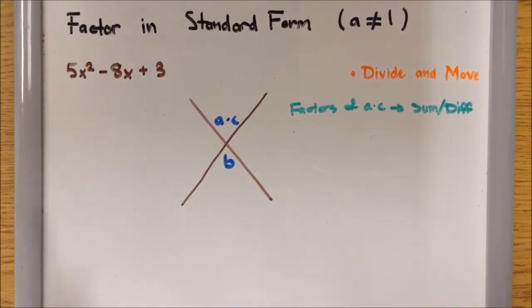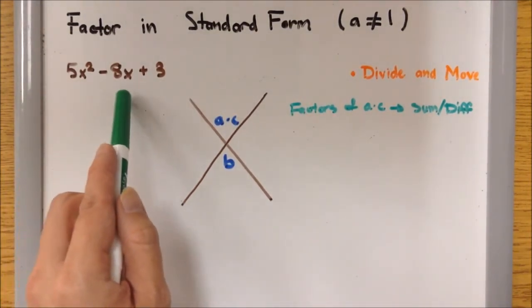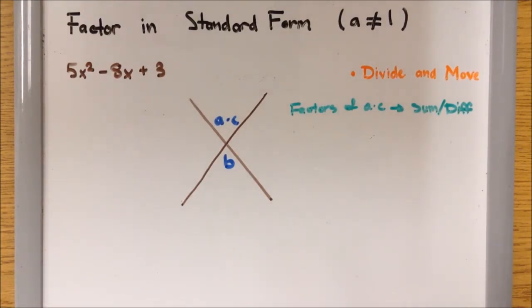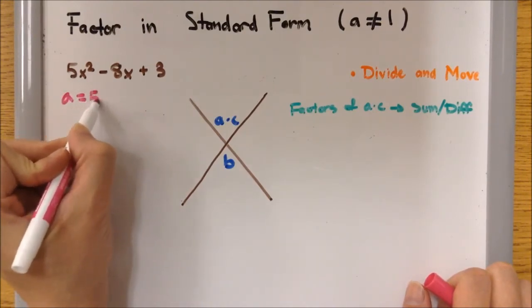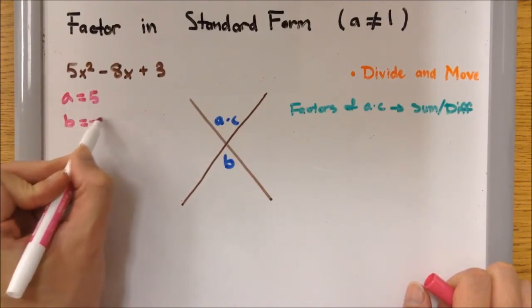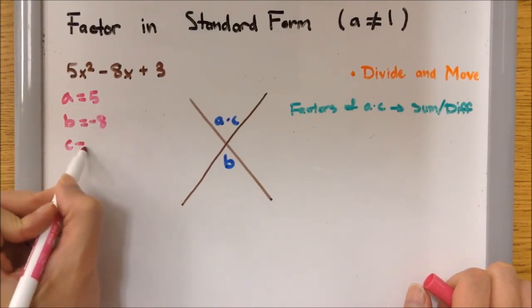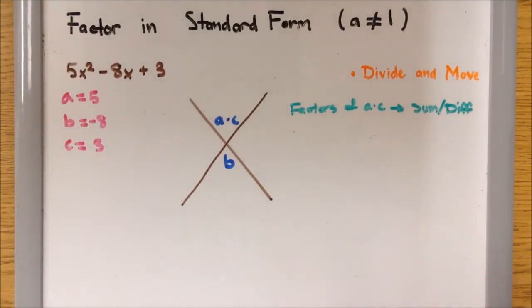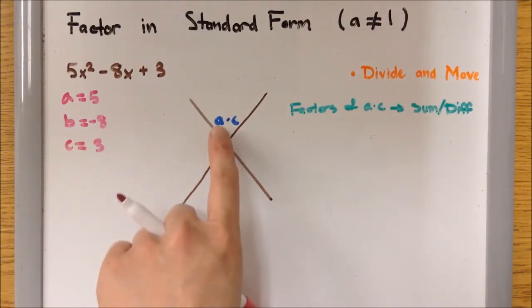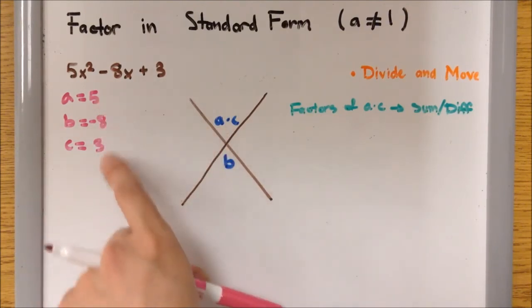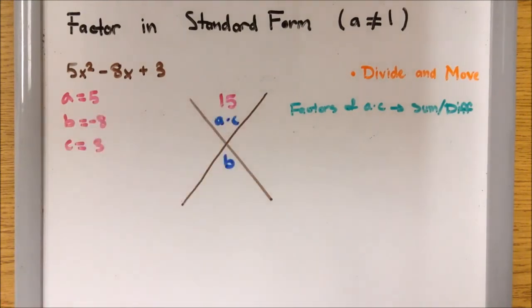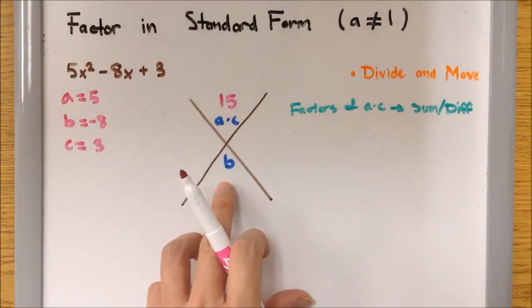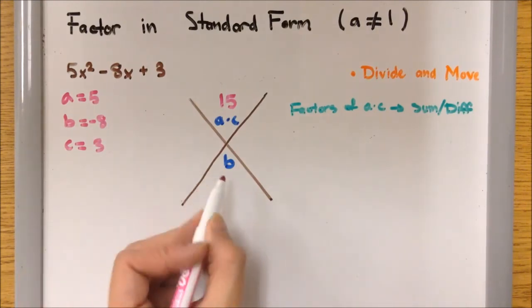In our first example, we have 5x squared minus 8x plus 3. So we're going to identify our ABC. A is 5, B is negative 8, and C is positive 3. So again, A is not 1. Keep that in mind. So in the top of the X table, A times C, so positive 5 times positive 3 will be positive 15. In the bottom, it will be B, which is negative 8.